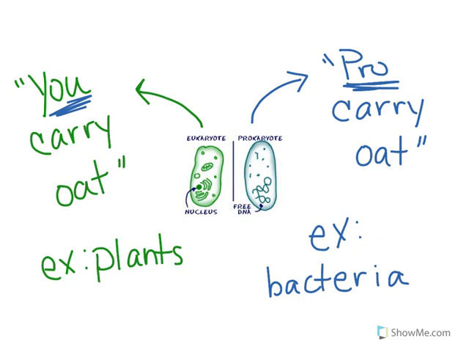The main difference between a eukaryote and a prokaryote is that a eukaryote has a nucleus. It's kind of like the brain of the cell. And a prokaryote just has some free-floating DNA. It's just kind of like floating around in there. Eukaryote is more advanced, and most eukaryotes are multicellular, and most prokaryotes are single-cellular.